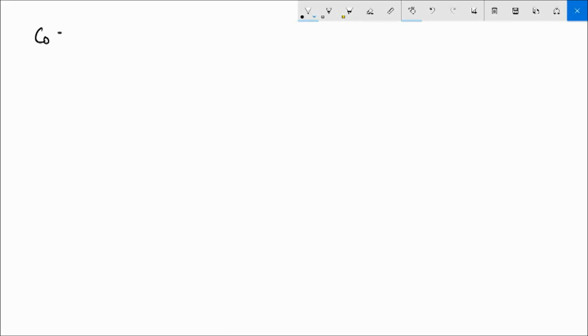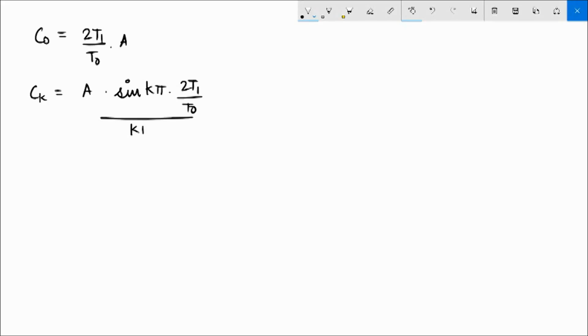So we found that for that rectangular wave, C naught is 2t1 by t naught into a, and ck is equal to a into sine k pi 2t1 by t naught upon k pi. Now this is for when k is not equal to 0. K can take integral values.